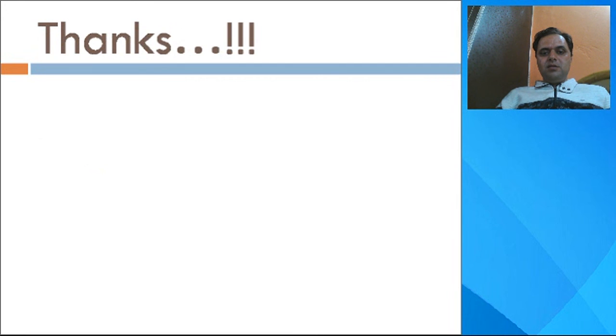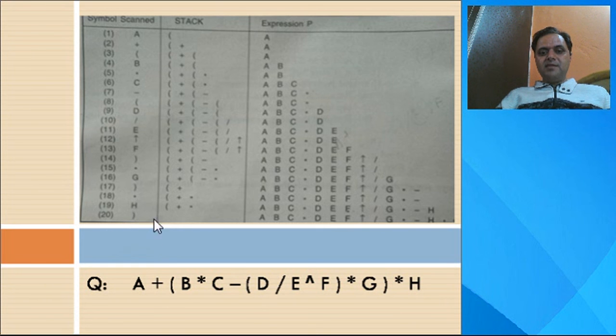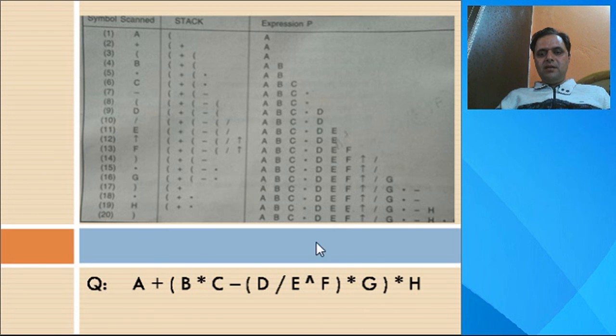So from row 20, at the right parenthesis, first multiplication is popped from the stack and added to P, then plus is popped from the stack and added to P, and then the left parenthesis is removed. So after step 20 is executed, the stack is empty and P is as we have found here. This is our postfix expression. In step 20, we found our postfix expression, which is equivalent to this infix expression.